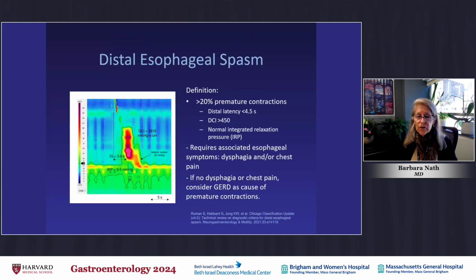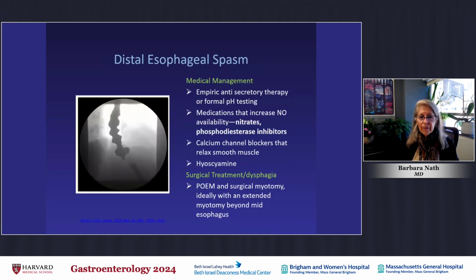So distal esophageal spasm is a premature contraction. The distal latency is short and the DCI is normal, and the IRP is normal, but it requires symptoms. And if no symptoms are present, then look and see if the patient has GERD. So premature contractions means a short distal latency. The management empirically can just be anti-secretory therapy or formal testing for GERD.